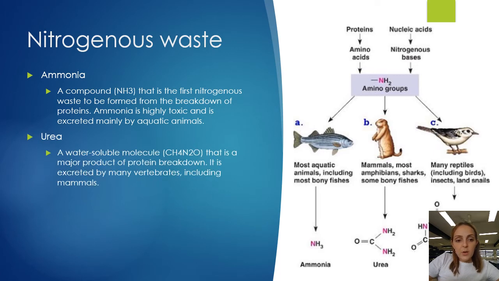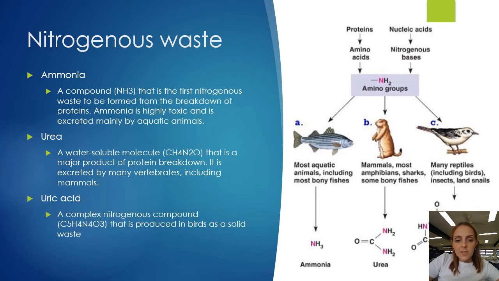The second waste product is urea. Urea is water soluble, and it's what we produce as our major product in our urine. Again, it's produced by protein breakdown, and we excrete that as well as other mammals, amphibians, sharks, and some fish.